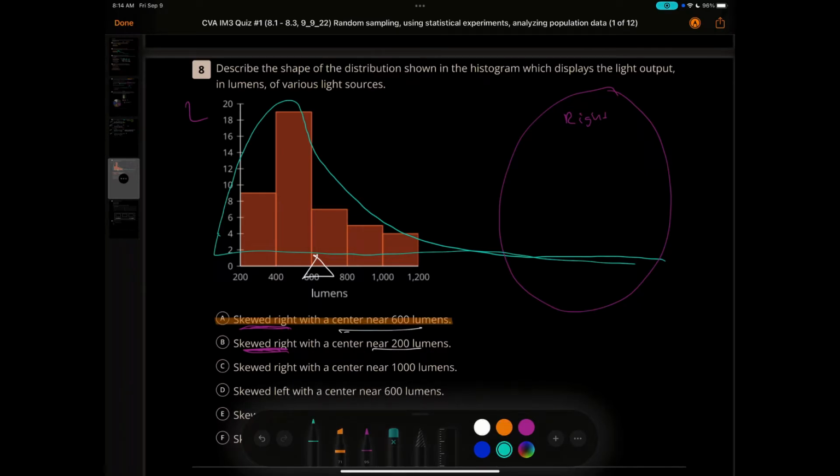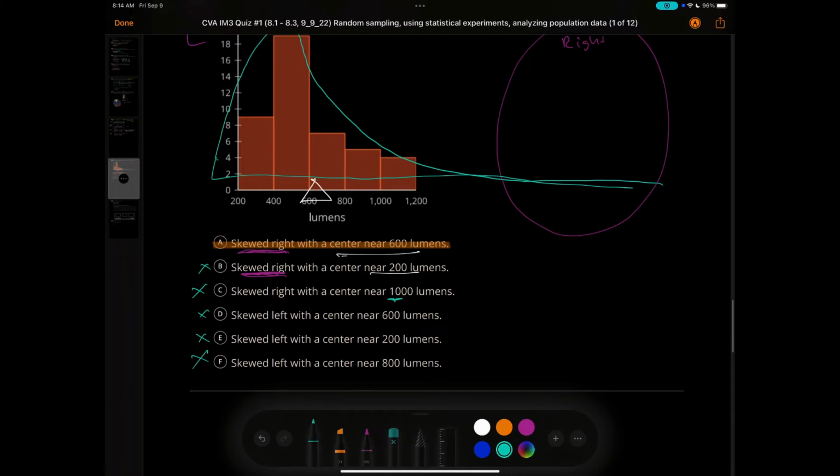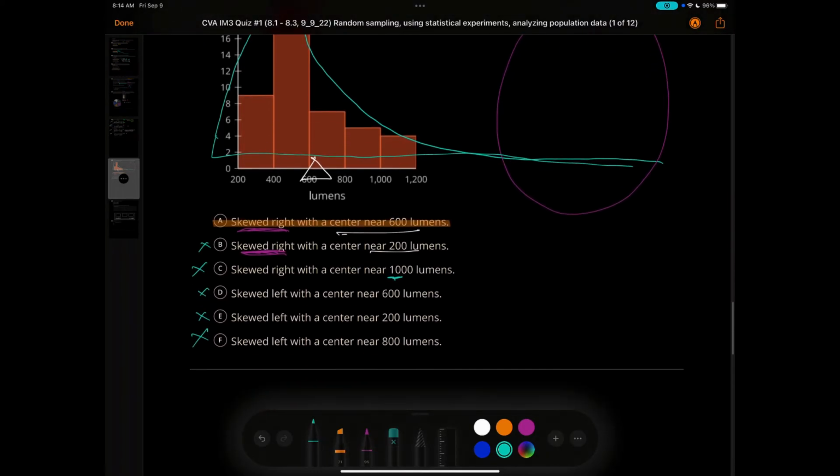Tipping point A is your answer, around 600 lumens. At 200, it would tip. And if you had 1,000 lumens, it would also tip the other way. So we want a balancing point right there. And those are skewed left, which it's not.